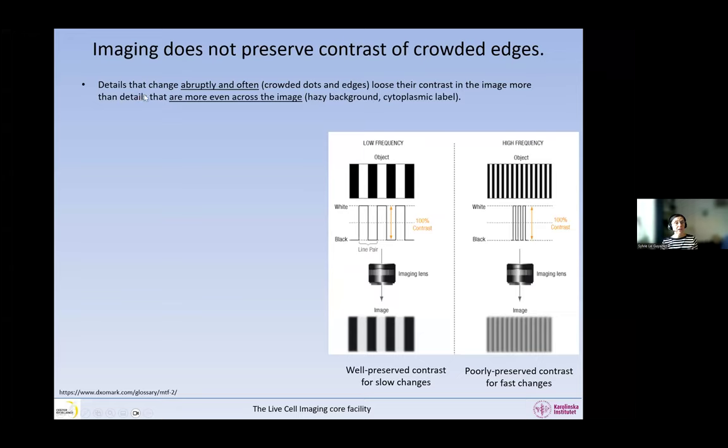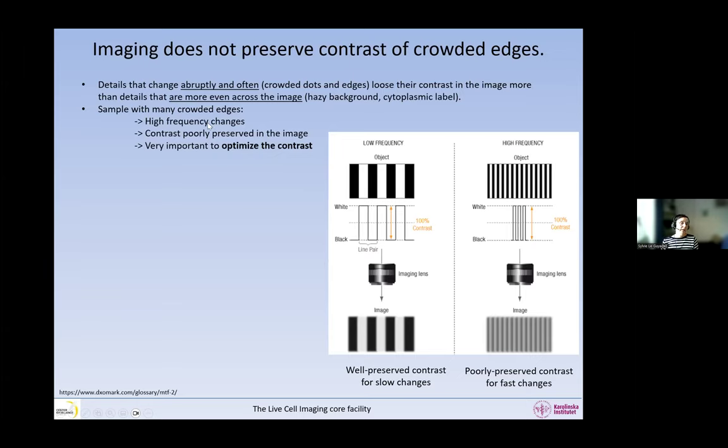So the details that change abruptly and often, for example, if we have a cell full of vesicles or RNAs, lots of crowded dots with edges, we lose these. The resulting image has a lower contrast than the details that are more even across the image. For example, a hazy background, a cytoplasmic label, all these things that change very slowly across the image and quite evenly, they get a better contrast.